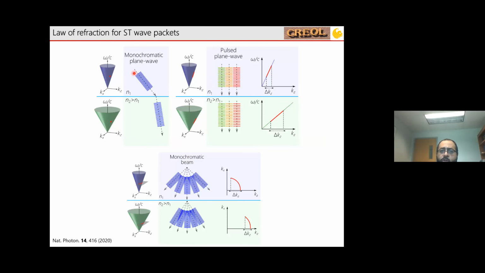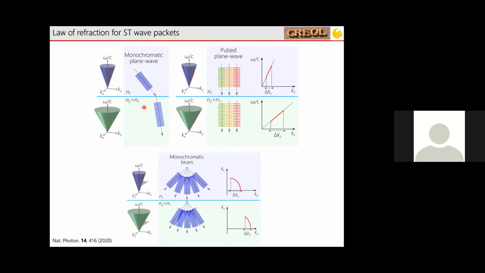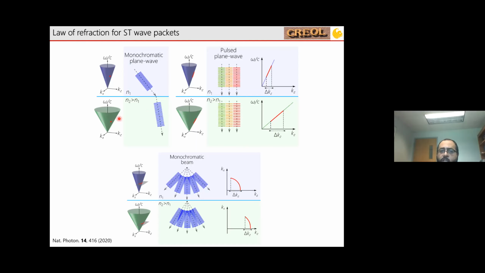So starting with a monochromatic plane wave, that's, as we said, a point on the surface of the light cone. As you go to a higher refractive index medium, the light cone opening angle increases. The separation between points on the light cone increases. So what happens is something I call light cone inflation. That change in the light cone underlies Snell's law.